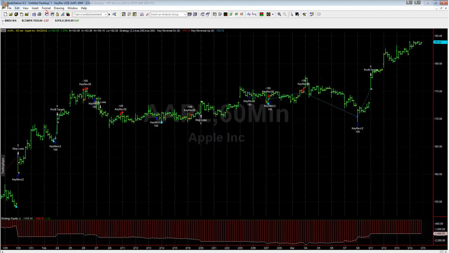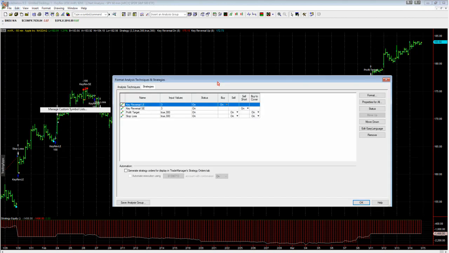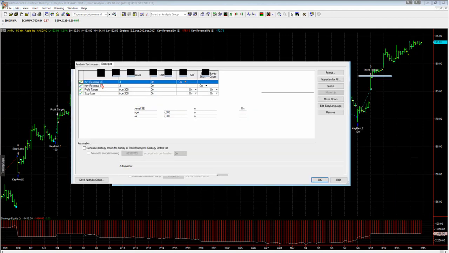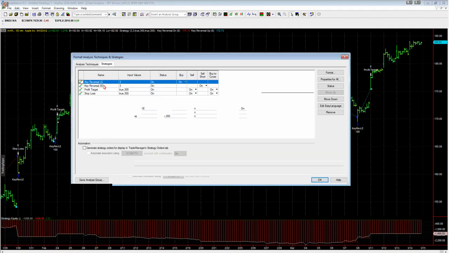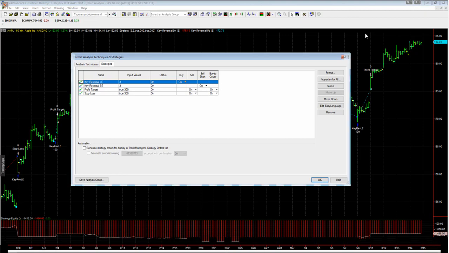So here I'm going to go to Format Strategy. And here you can see that I have several components built into this chart. I have the key reversal long entry and short entry, and I have the built-in profit target and stop loss. Now when you first insert these strategies into the chart, they have a default parameter. It's probably not the parameter that you're going to trade with. It's just the default parameter. We have to give every one of these strategy components a default parameter.